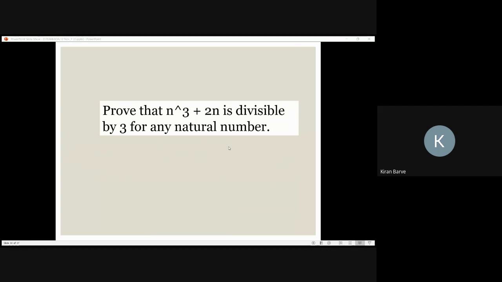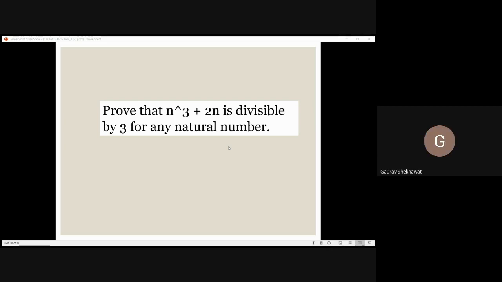How can that be? Because the remainder should be between 0, 1, 2. It should be 0. It should be 0. Means what? n cube plus 2n is divisible by 3 when the remainder is 1. Now what about remainder 2?